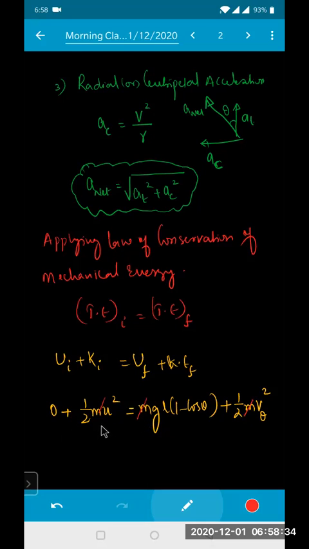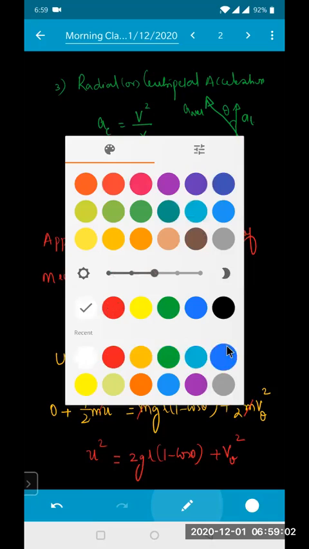now see, in order to remove this 2, what can I do? I can multiply and divide this by 2. Then it will get cancelled. So this will become u squared is equal to 2g into L into (1 minus cos theta) plus v theta squared. That also will get cancelled. So now take the v theta squared outside. So v theta squared is equal to u squared minus 2g into L into (1 minus cos theta).